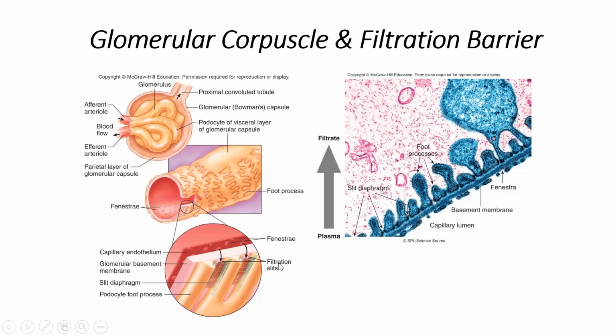that we call filtration slits. And so what we're seeing here is this sieve-like apparatus, this apparatus that allows some things to go through and others to stay behind, one created by the fenestrations of the endothelia, but also by the foot processes that are creating these filtration slits. And so this is what's going to allow most of the fluid to escape, but a lot of the large particles, the cells, the proteins to kind of stay behind. Okay.